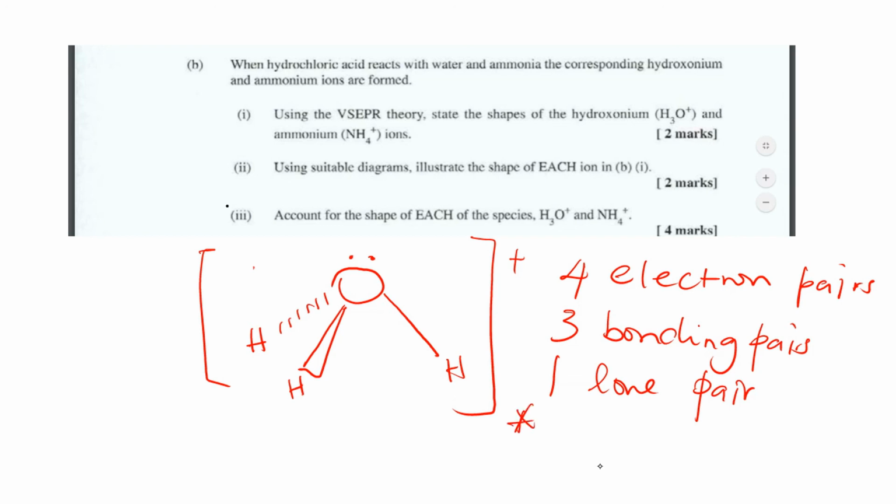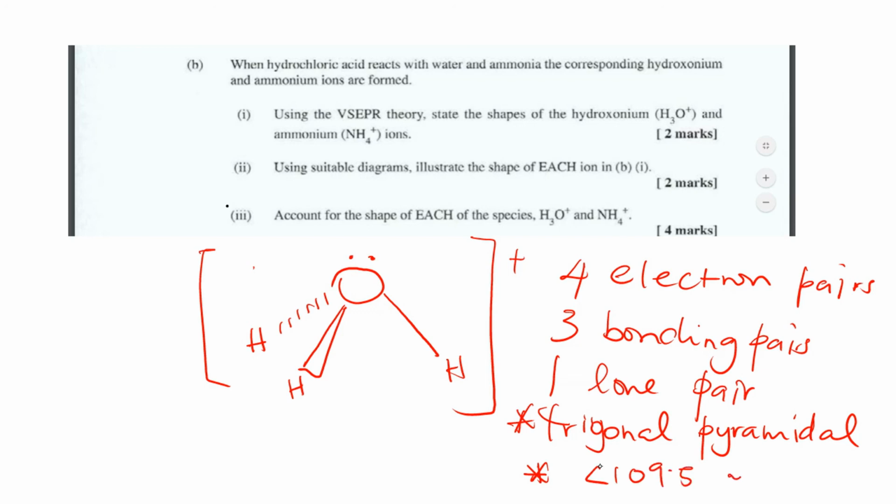So it says use suitable diagram to illustrate the shape, and account for the shape. The shape would be trigonal pyramidal, and the bond angle less than 109.5, approximately 107 degrees. But why? It says account for the shape. Why does it have this shape, trigonal pyramidal?